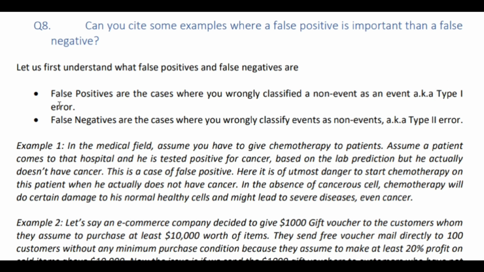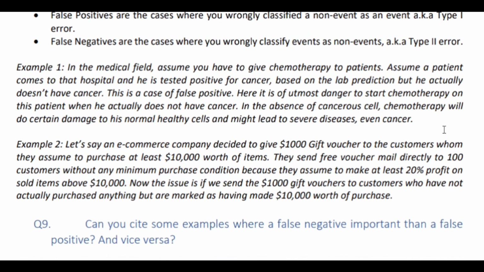Example 1. In the medical field, assume you have to give chemotherapy to patients. Assume a patient comes to the hospital and he is tested positive for cancer based on the lab prediction, but he actually does not have cancer. This is a case of false positive. Here it is of utmost danger to start chemotherapy on this patient when he actually does not have cancer. In the absence of cancerous cells, chemotherapy will do certain damage to his normal healthy cells and might lead to severe diseases, even cancer.